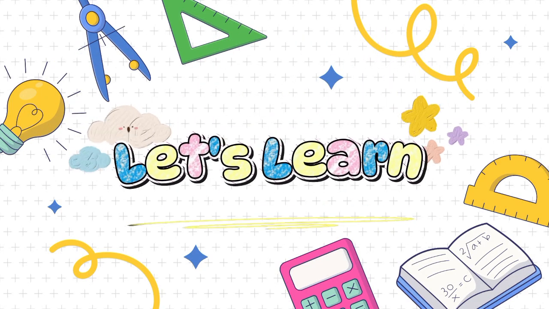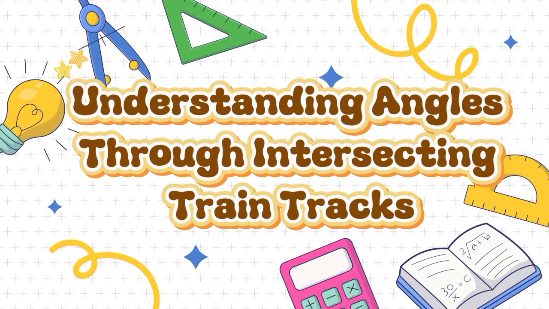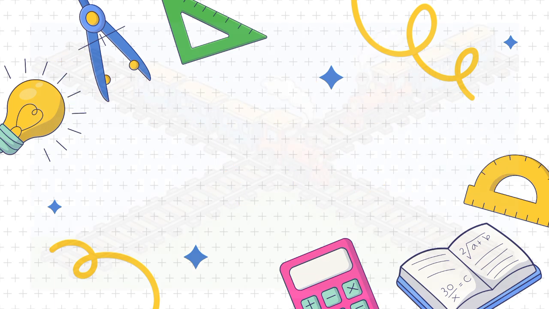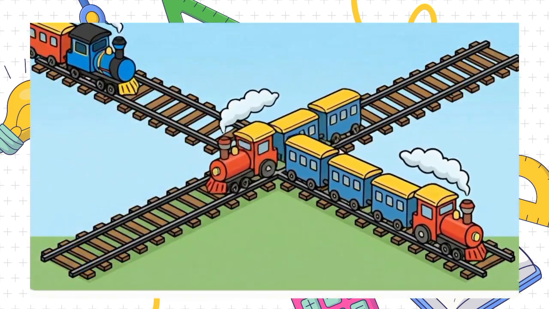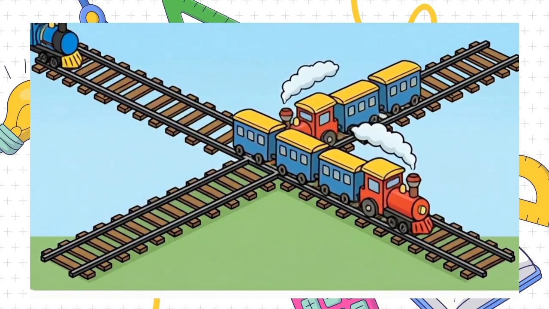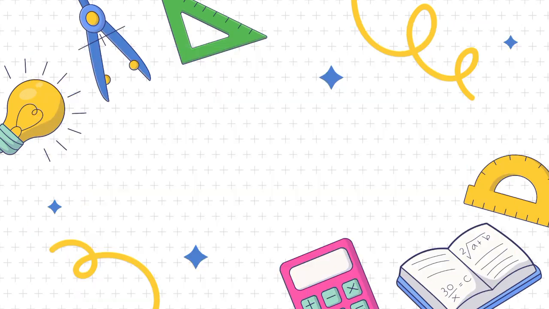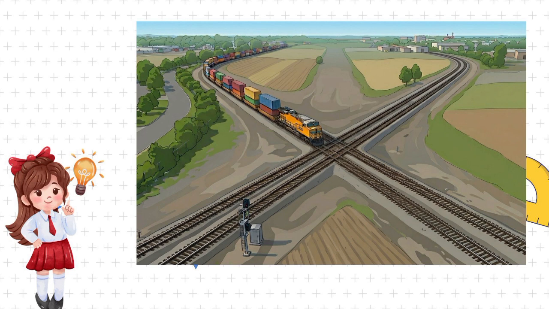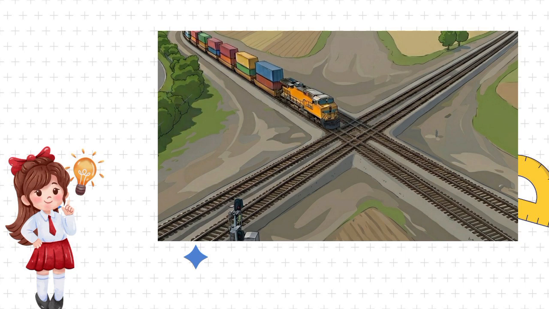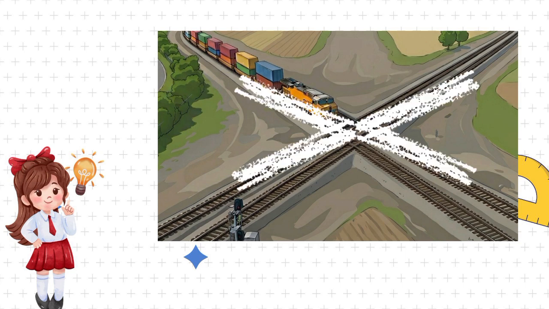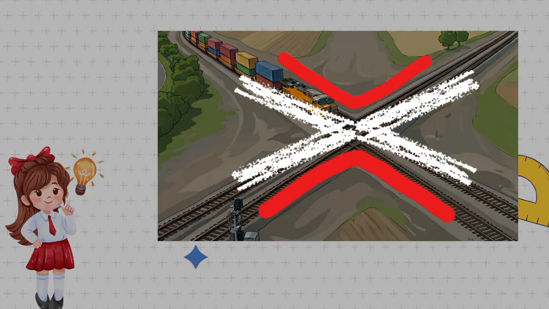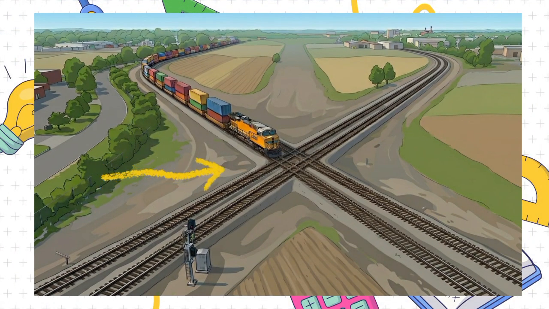Today, we will learn about understanding angles through intersecting train tracks. Maybe you've seen them while traveling or in pictures and videos of busy train systems. At first, they might just look like simple metal rails. But if you look closely, you will notice something interesting. These tracks form different angles when they meet. That crossing point is a perfect real-life example of geometry in action, specifically intersecting lines.